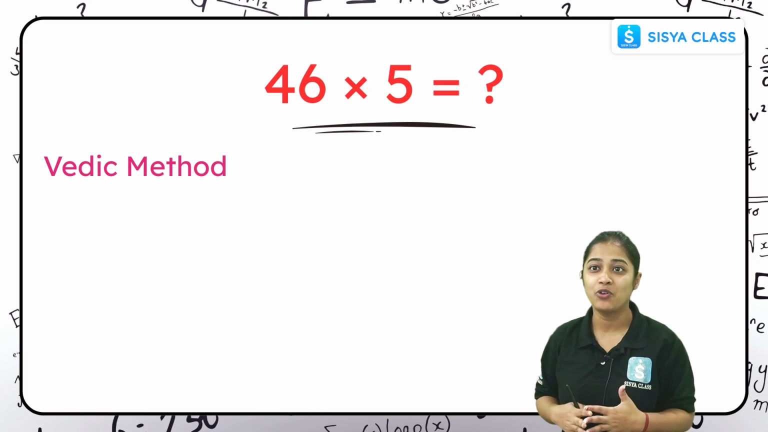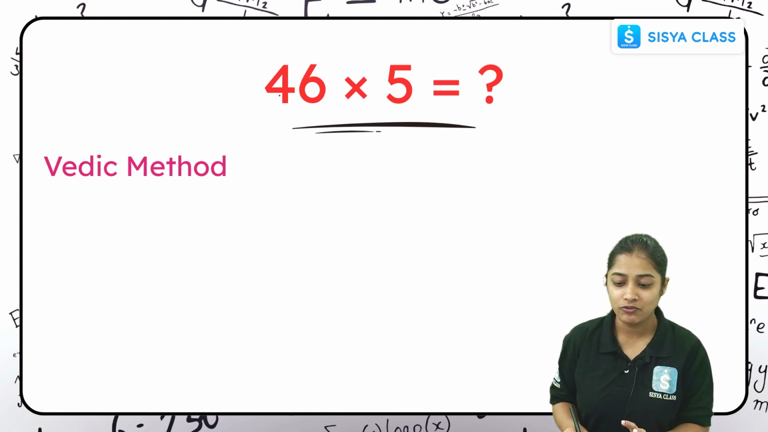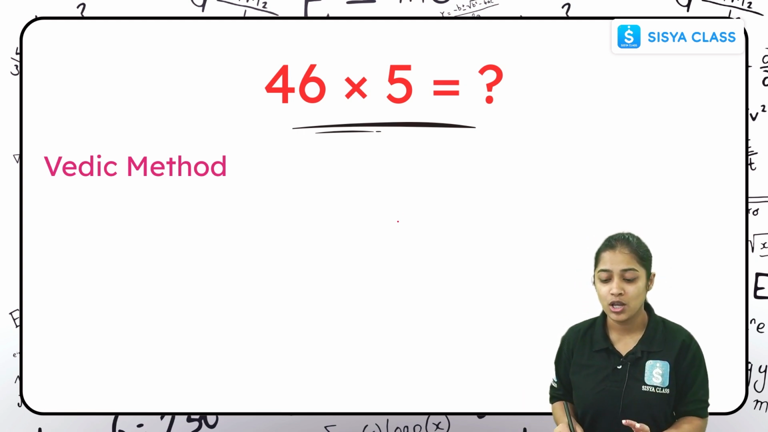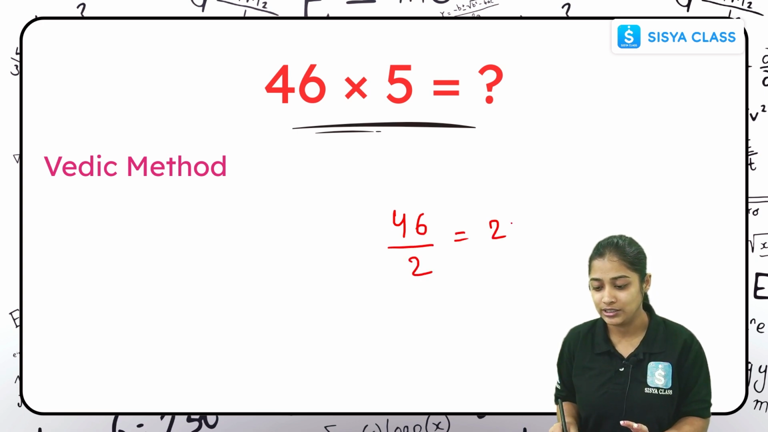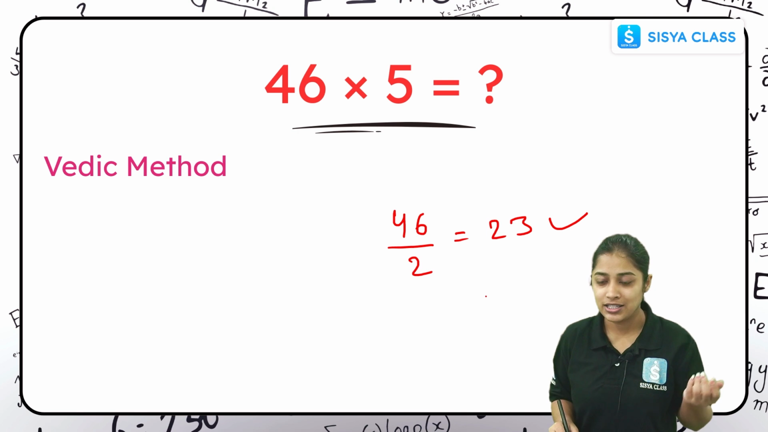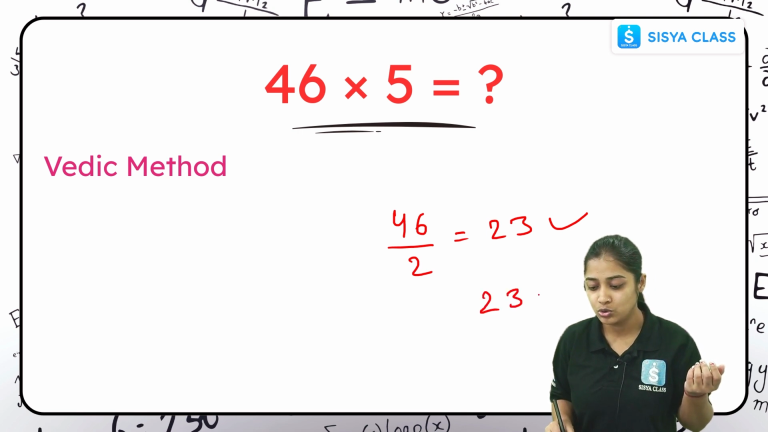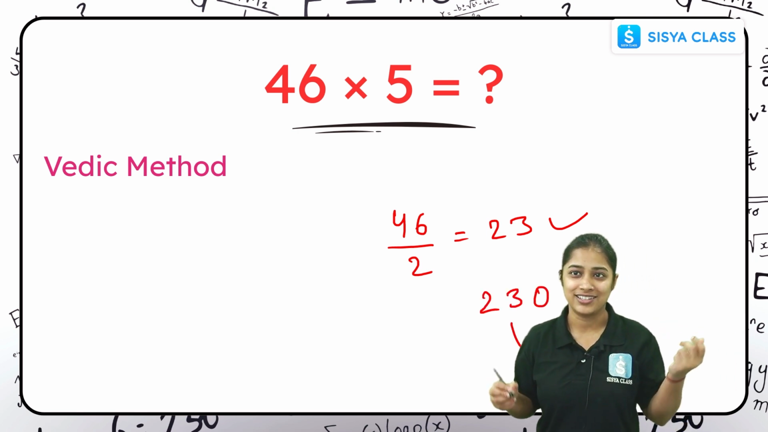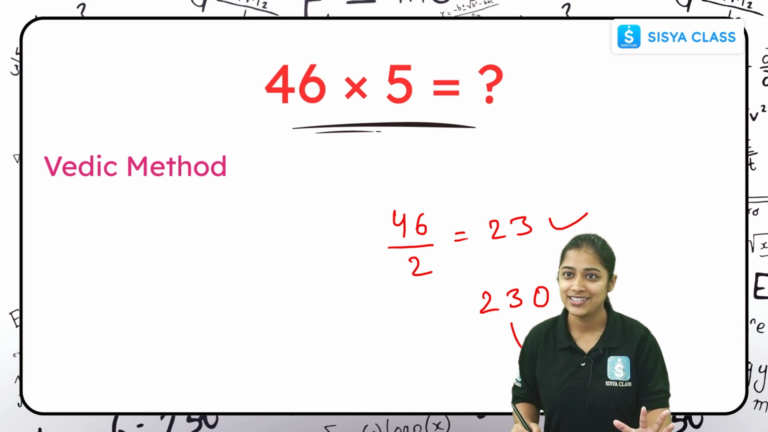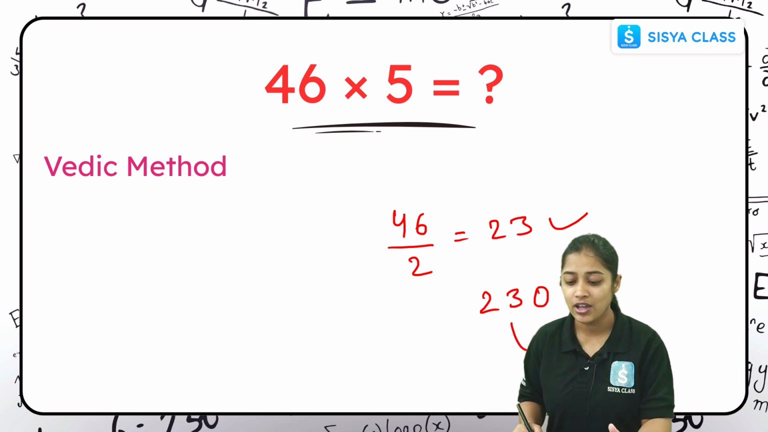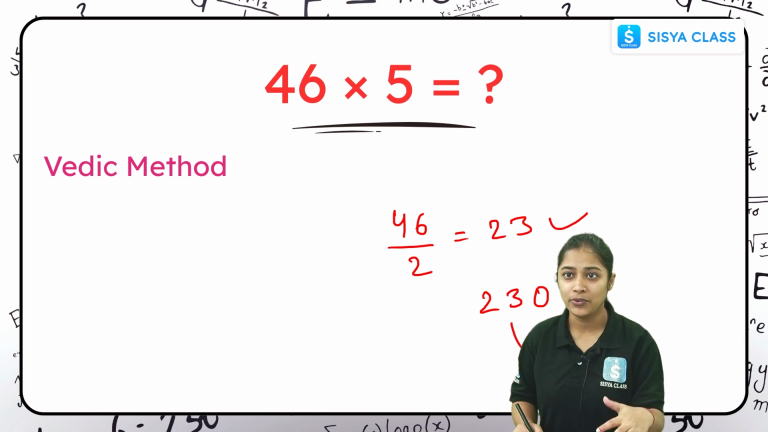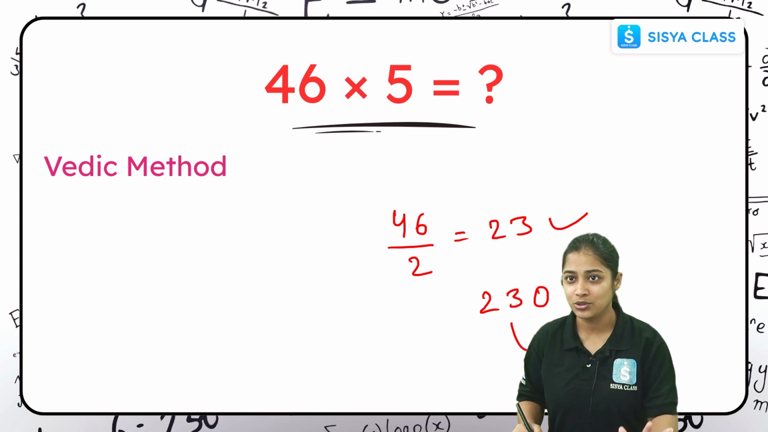So here we have 46 into 5. Again we will divide our number by 2. So we have 46, we will divide it by 2. So we will get 23, right? Now again just add 0 at the end. So you have 230. This is your answer, right? So this is a very easy trick. If you have any two-digit number and you want to multiply it with 5, just do half of your number and then in the result add 0 at the end.